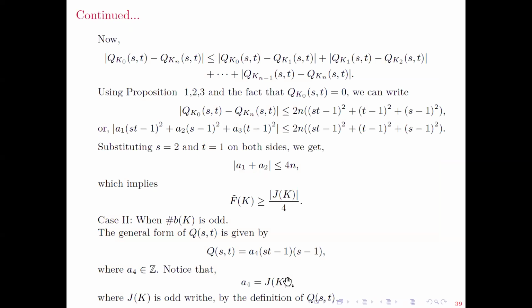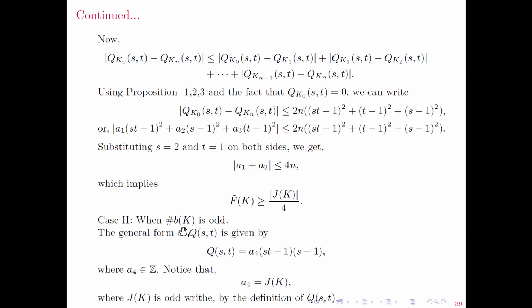So using this, the difference between the polynomial for K0 and Kn, now you can write it by adding minus Q_K1 plus Q_K1 like this. And each term on the right side is actually one move, one change in the polynomial, which we already computed in the propositions and which we applied here. And by substituting a specific value of s and t, we find this relation. On the left side, a1 plus a2, which is actually odd, and n is the forbidden number. So that's how we get this lower bound.